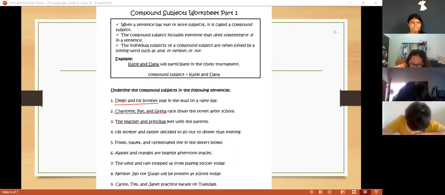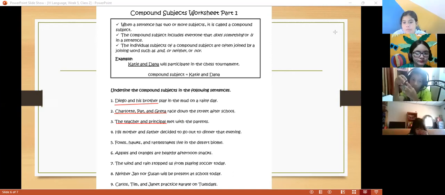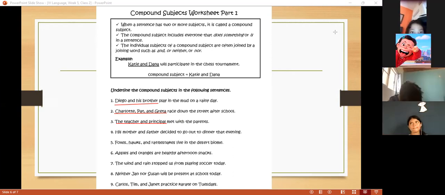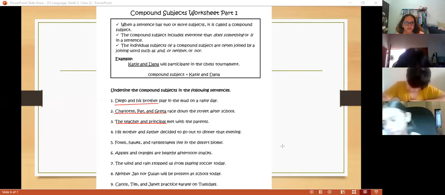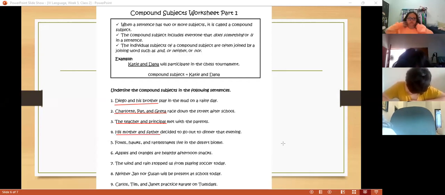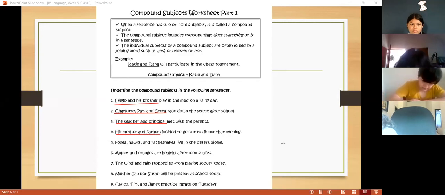Read sentence number 4, Valerie. His mother and father decide to go out to dinner that evening. His mother and father. Excellent. His mother and father. This is the compound subject. Good job.